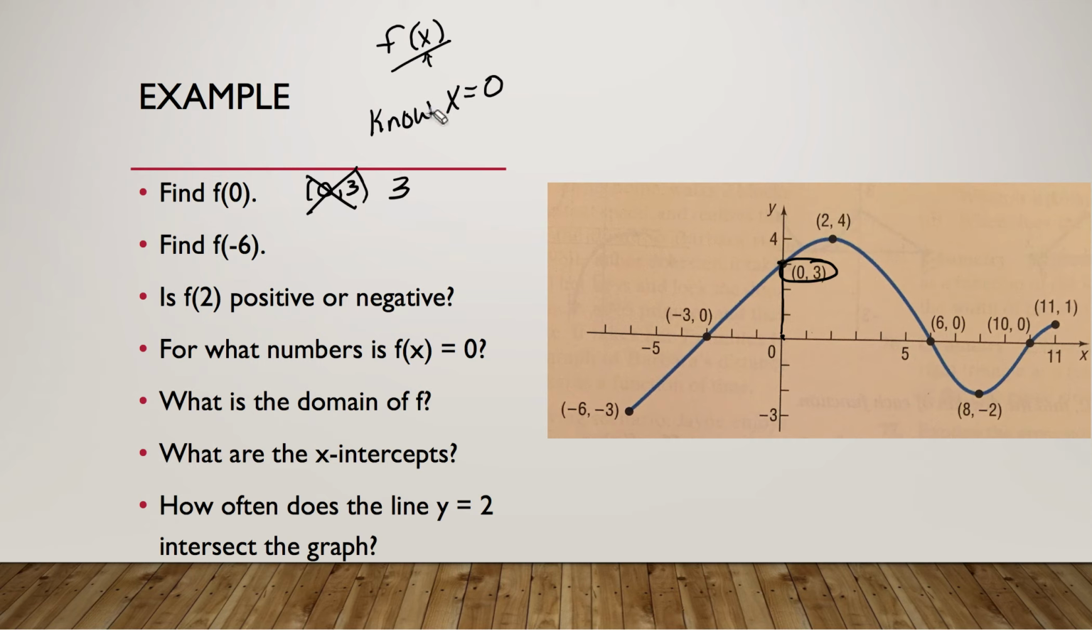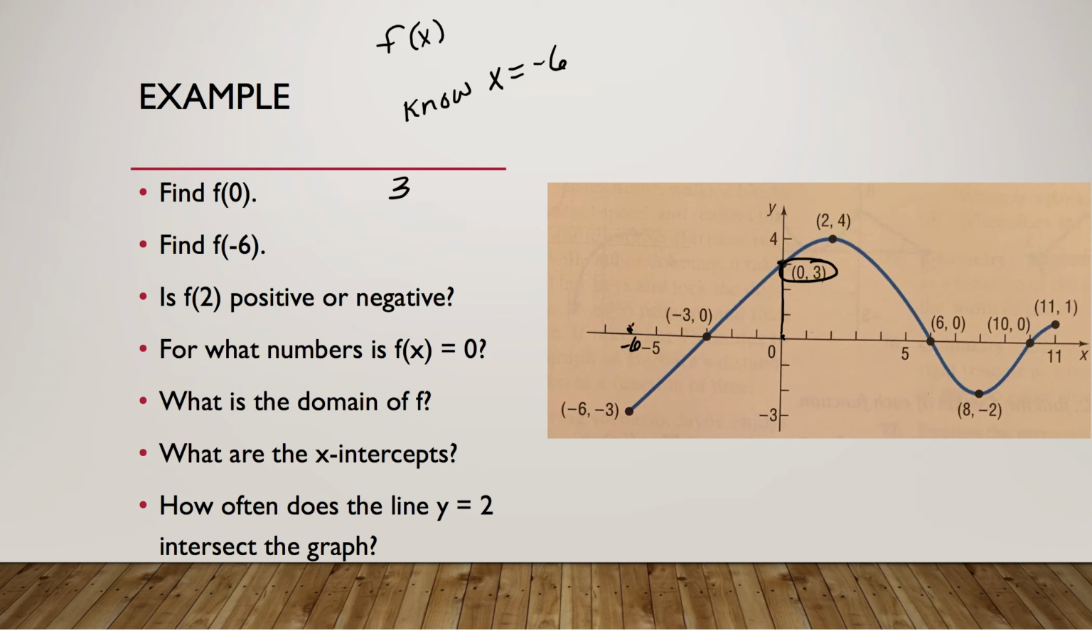All right, so let's move on to the second one. So the second one says find f of negative 6. So again, what we know is that whatever's in the parentheses is the x. So we know that x is equal to negative 6. So on my graph, on the x-axis, I'm going to go to negative 6, which is right here.